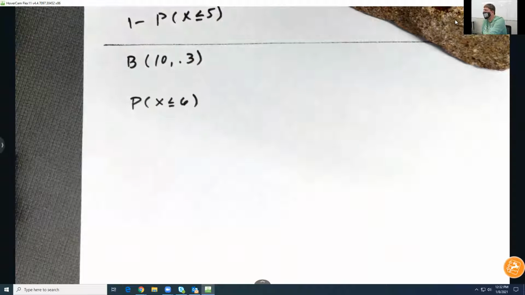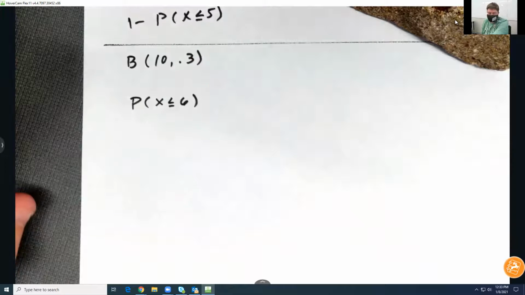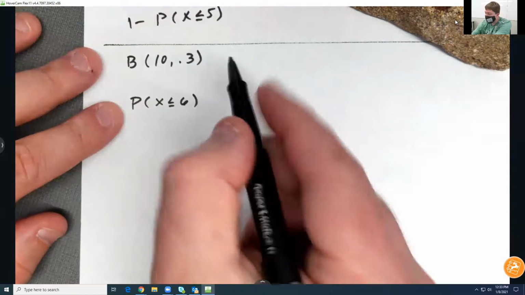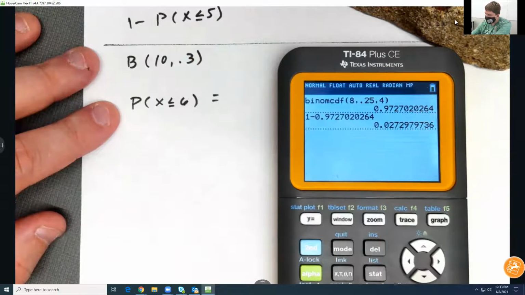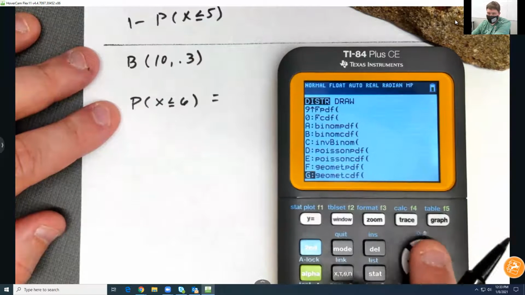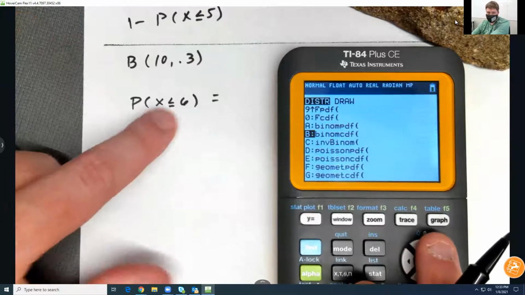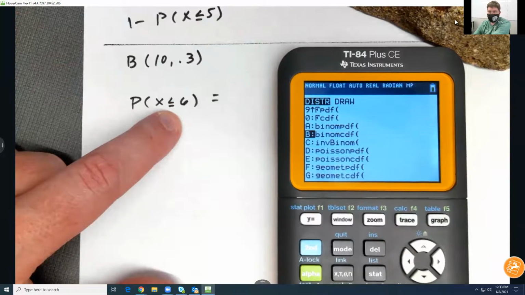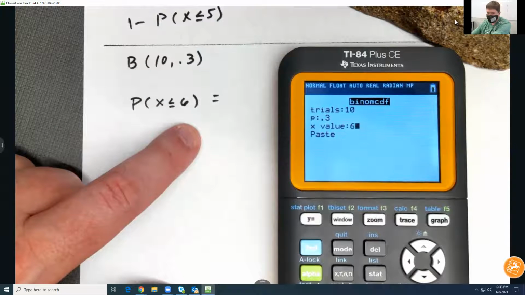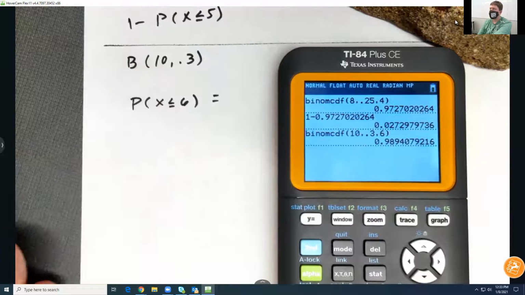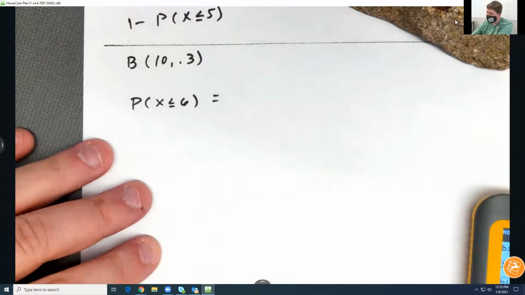So it could be 0, it could be 1, it could be 2, it could be 3, whatever, as long as it's not more than 6. So this one's nice. So you just type this one into the calculator and you're all set. So this is second, vars, go down to the letter B because we're doing a cumulative. Make sure you type in all your correct information, 10 trials, 30% chance, and we want to know 6 or less, and we're good to go. There's your answer. So this one's going to be 0.9894. What you got, Derek?